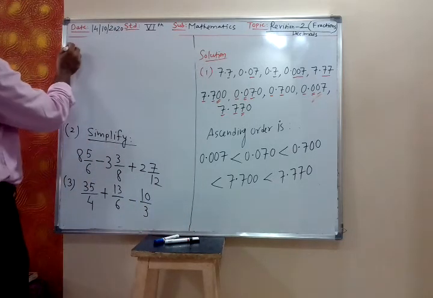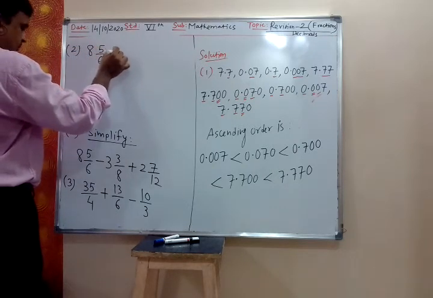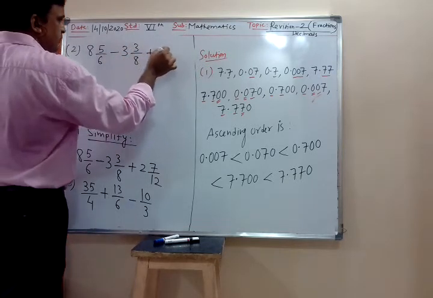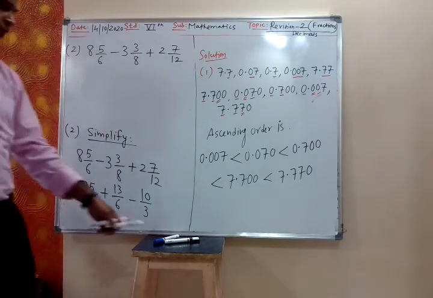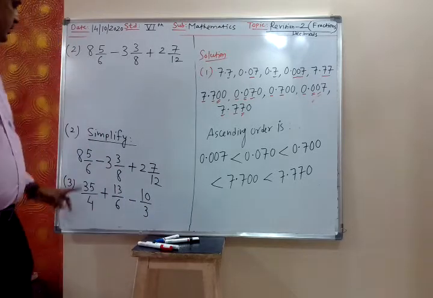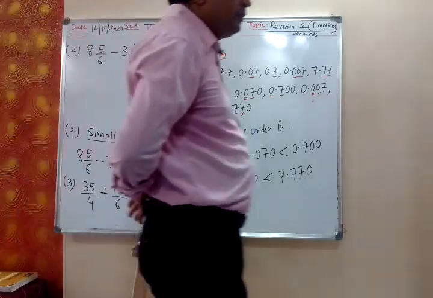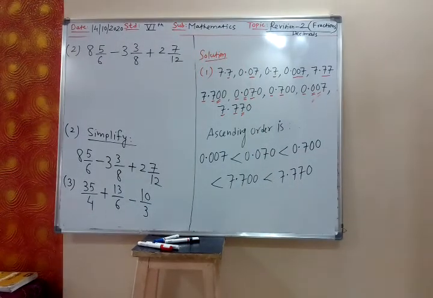A1 is 8 and 5/6, minus 3 and 3/8, plus 2 and 7/12. Now this we have to solve. Simplify. 8 and 5/6 minus 3 and 3/8 plus 2 and 7/12. It is very much clear, right?